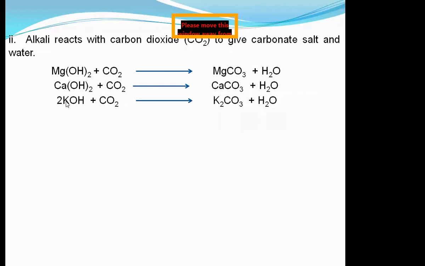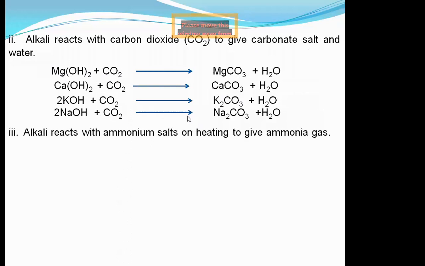Potassium has valency 1 and carbonate has valency 2, so this is K2CO3. Sodium has valency 1, carbonate has valency 2, then criss cross, Na2CO3. Okay.